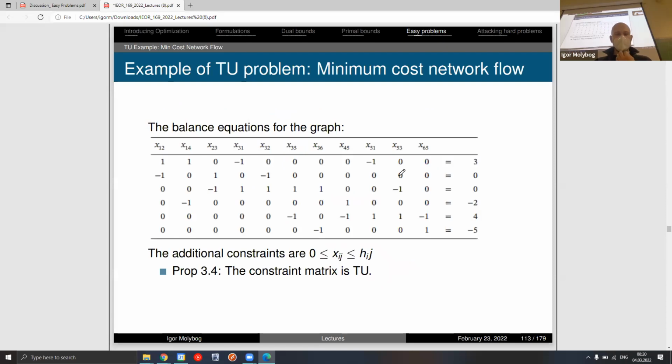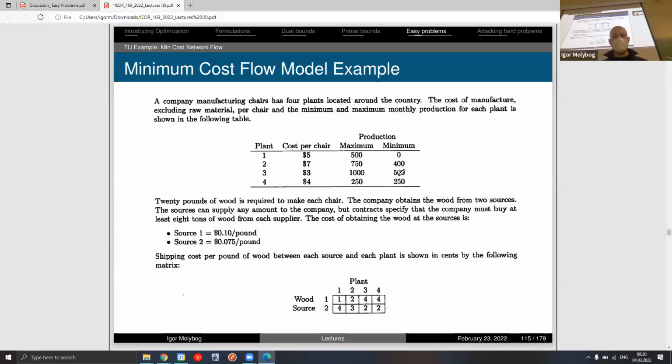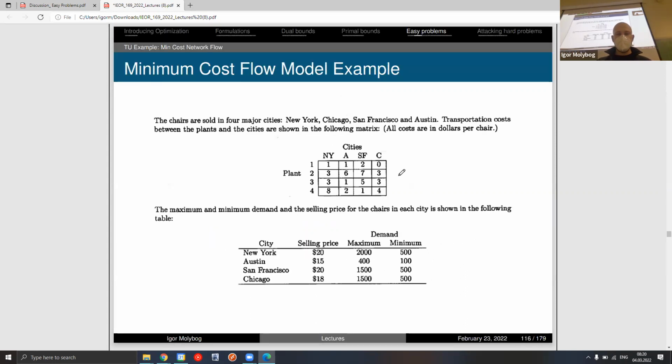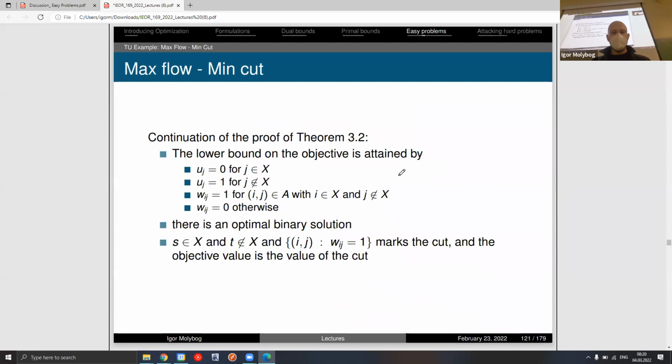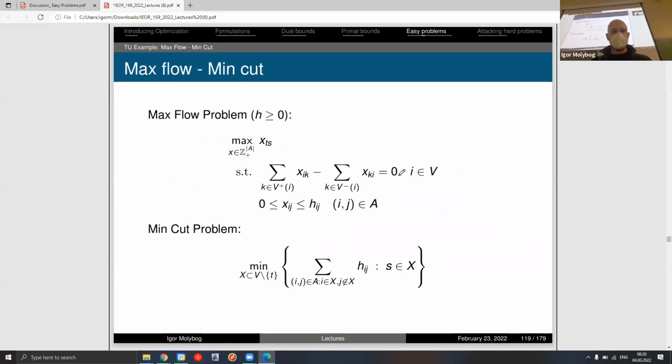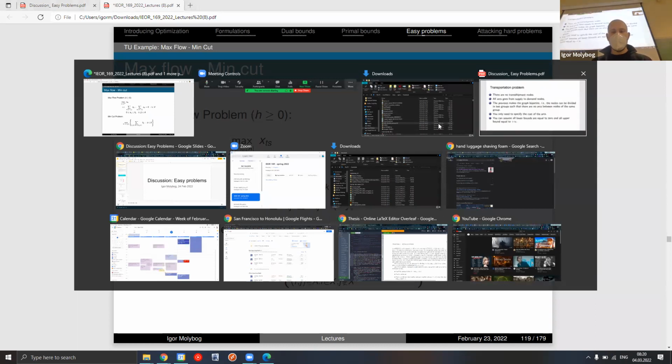Then, so it's a simple problem. It's a totally unimodular problem, which means that it can be solved with linear relaxation. And then there was an example, and now we are going to give a few important special cases of this minimal cost network flow.